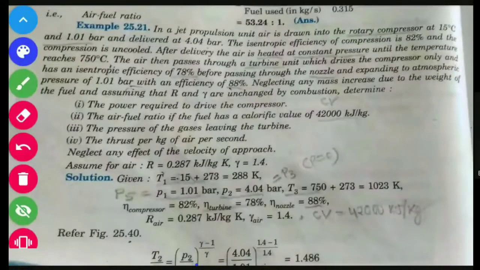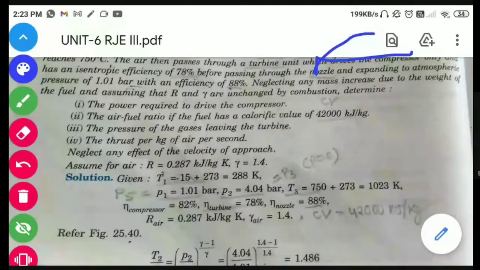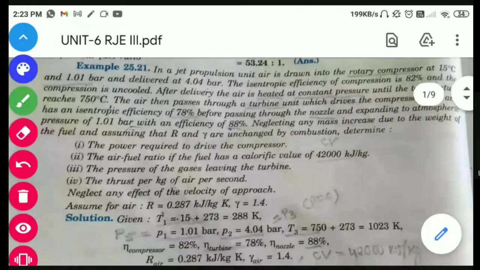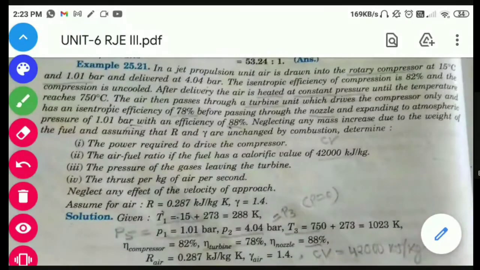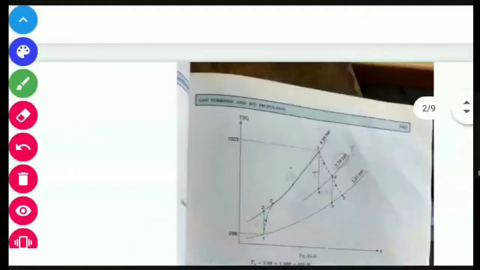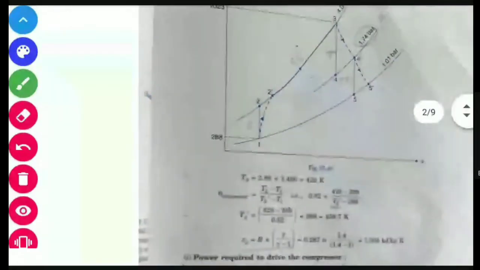Let us see one problem on turbojet engine. See the problem. In a jet propulsion unit, air is drawn into the rotary compressor at 15 degrees centigrade and 1.01 bar. So for this, you have to draw the figure. This is the figure.